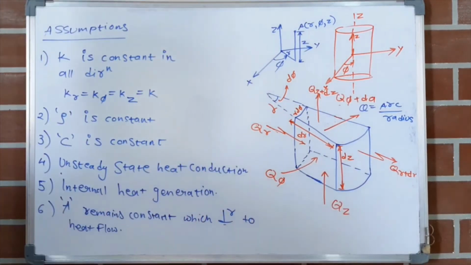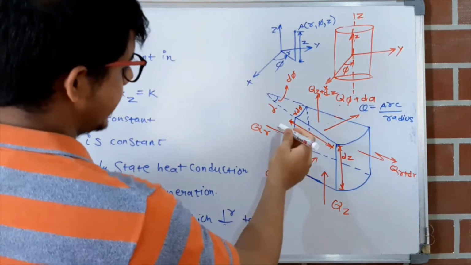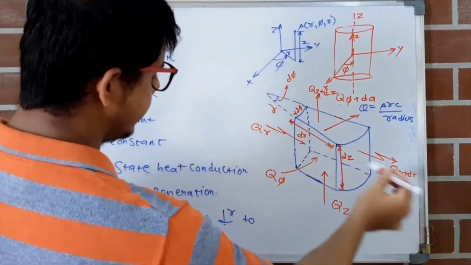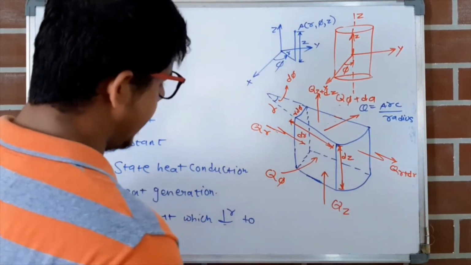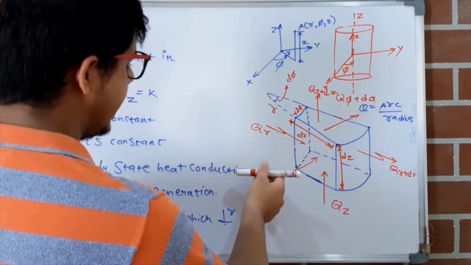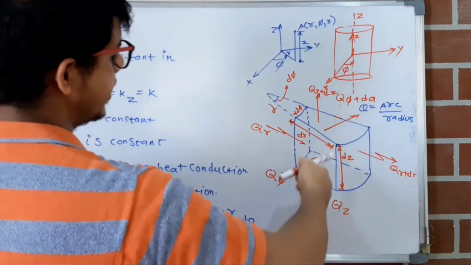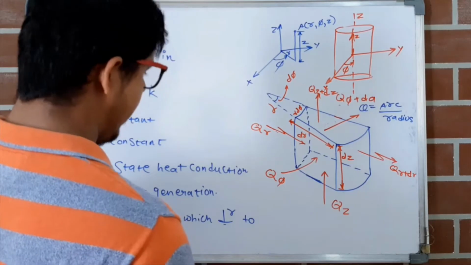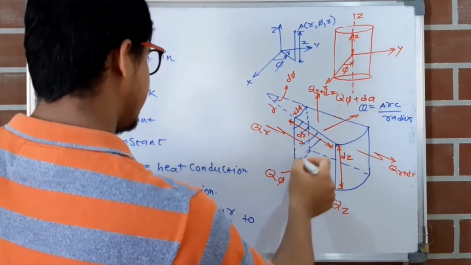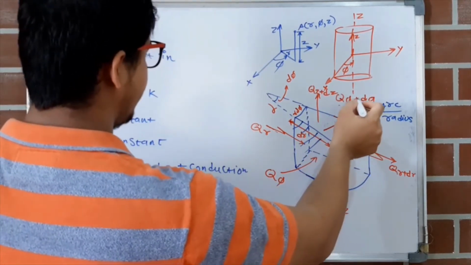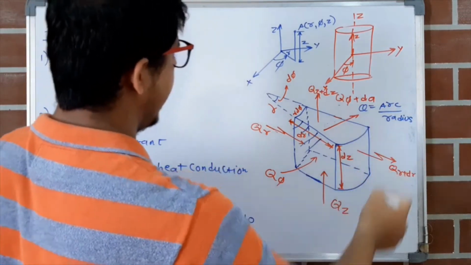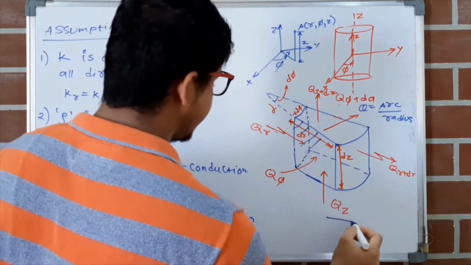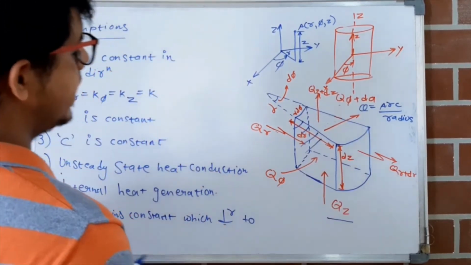Again I will repeat that heat entering from behind this element is Qr, and leaving from this element is Qr plus dr. Now the heat entering along the tangential or circumferential direction from this face, I will mark this face, is Q phi and leaving is Q phi plus d phi, leaving in the backside direction. Now the heat entering along the axial direction is Qz and leaving is Qz plus dz.